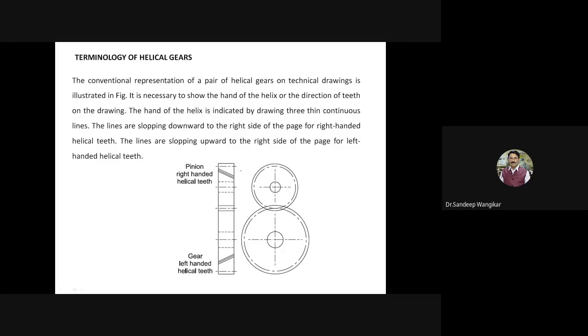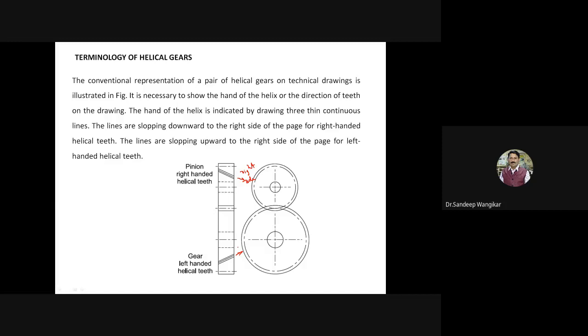Whatever I explain in this case, if these lines are inclining downward towards the right side, I will call it right hand. And if the lines are sloping upward to the right side of the page, I will call it left hand. So this is again terminology given. Based on this, we can identify whether the gear is right hand or left hand.